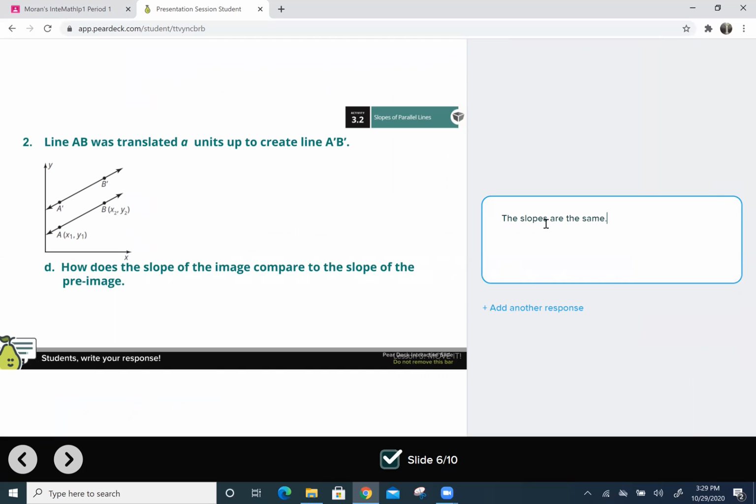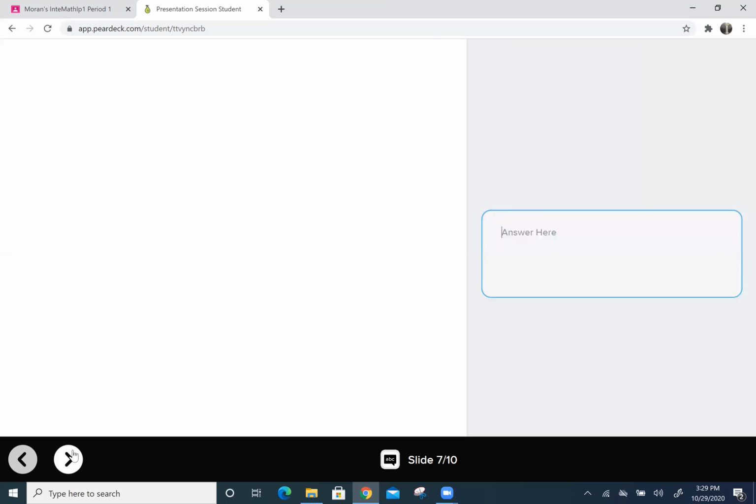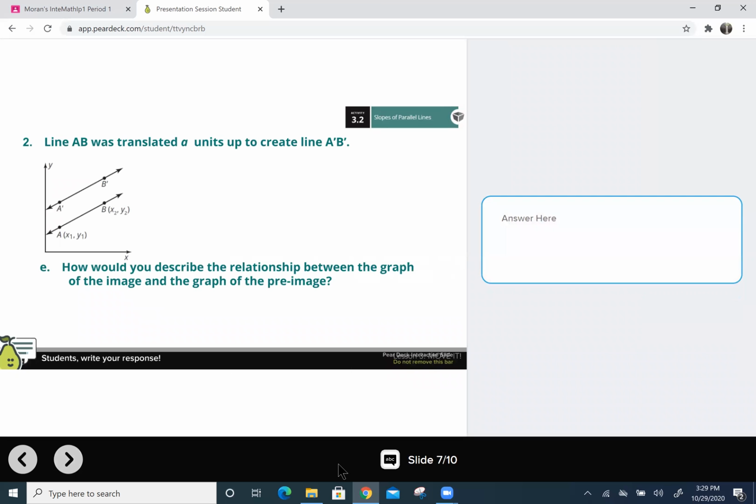And if the slopes are the same, that means the lines are parallel. How would you describe the relationship between the graph of the image and the graph of the pre-image? The graphs are of two parallel lines.